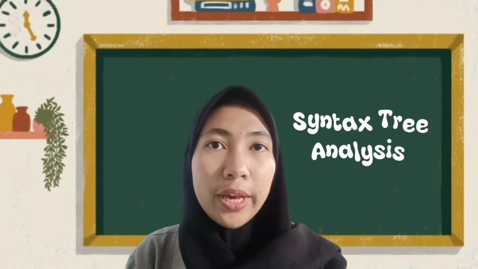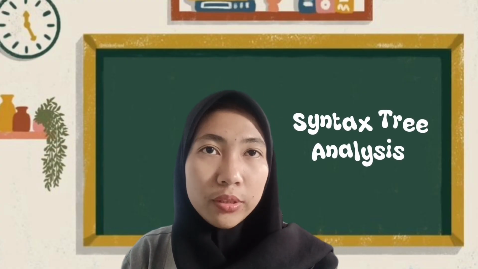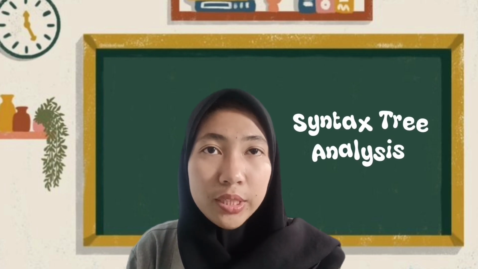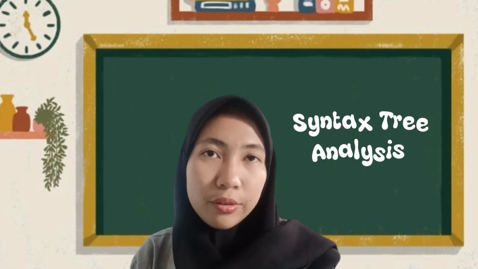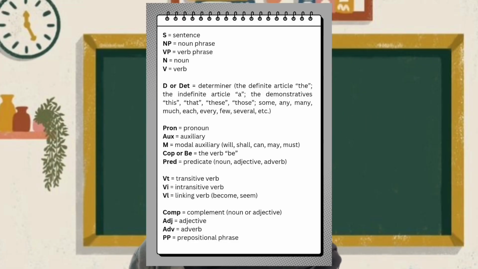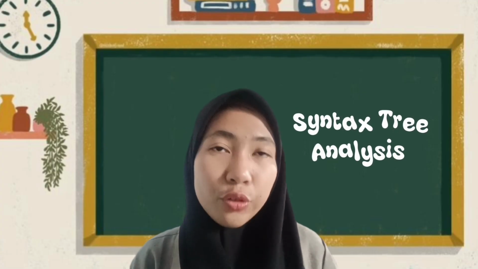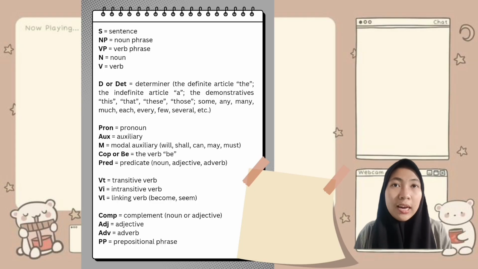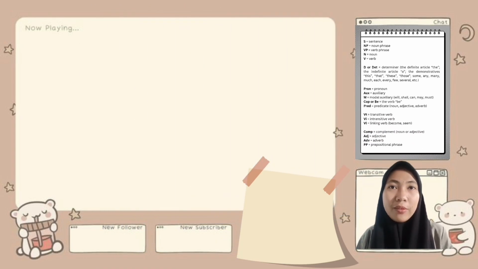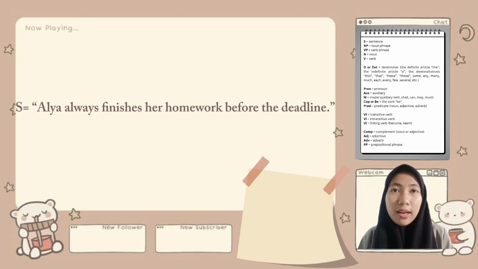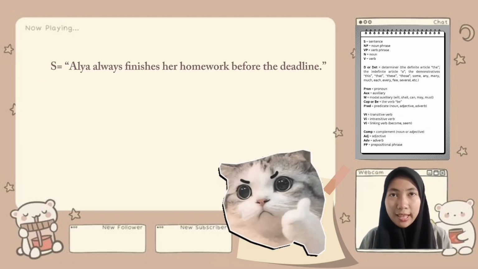But before starting the analysis, let us first look at and understand the symbols used in syntax so that there will be no confusion during the explanation later. Here are the symbols. Hopefully, this video can help you understand the concept of syntax trees more clearly. Now, let's begin the discussion. I will analyze the syntax tree of the following sentence. Alia always finishes her homework before the deadline.